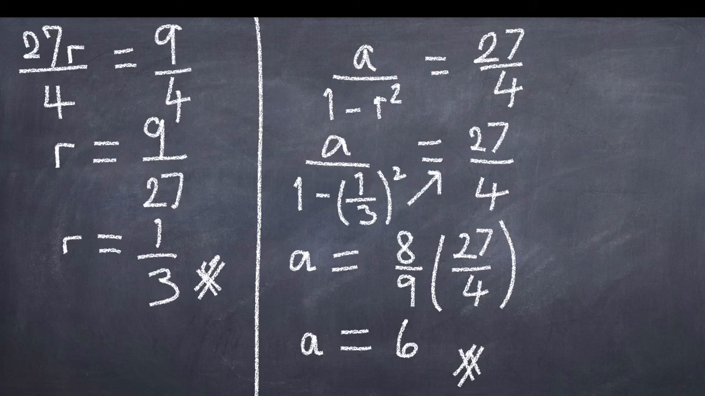So times with your 27 over 4, you get a equals to 6. So the final answer for the first term will be 6. So a equals to 6, the r equals to 1 over 3.